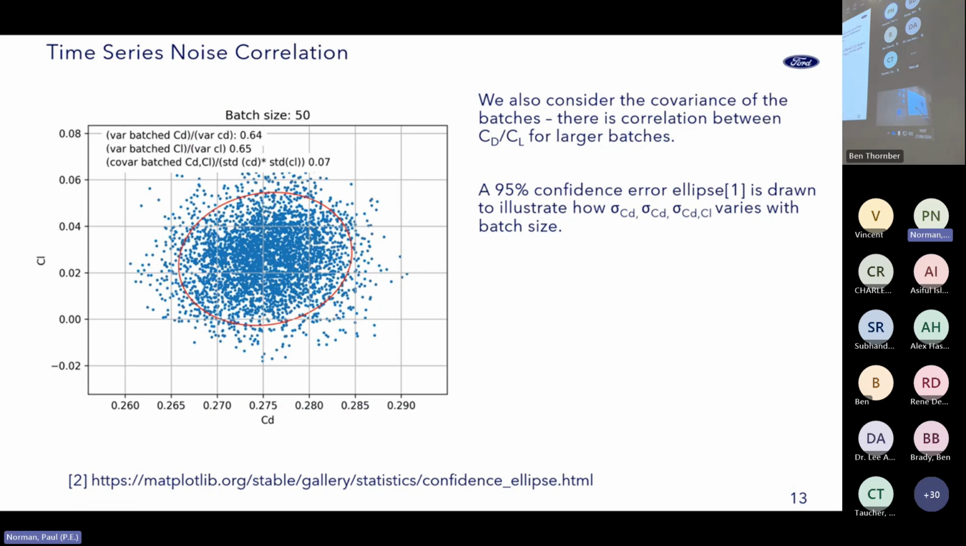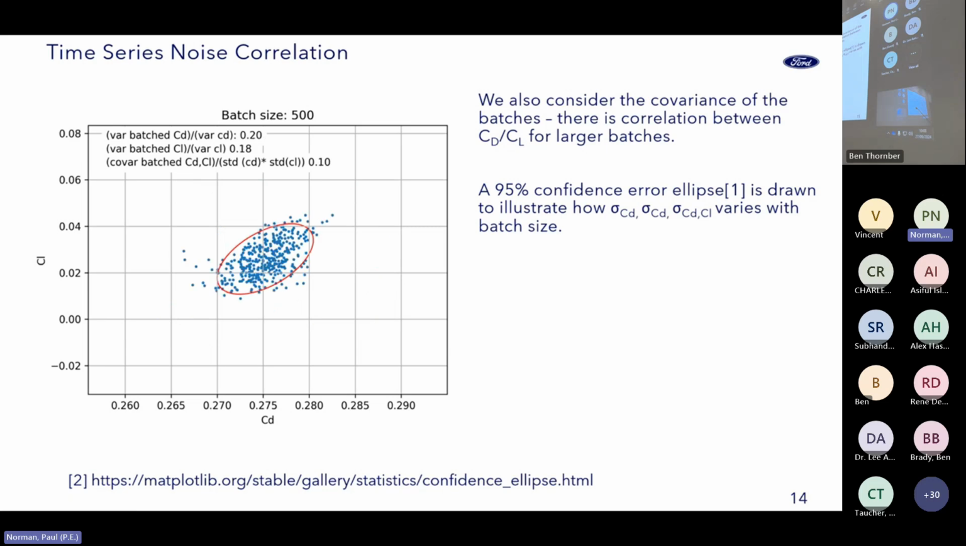So we'll take this method one step further. In addition to looking at the variance in CD and CL from time series error, we'll also look at the covariance and illustrate why we want to do this. Besides the scatter plot where we saw that correlation, if I take the batch means of one of my time series signals, where each point is an average over 50 steps, and I increase the batch length, I can clearly see there's a correlation between CD and CL.